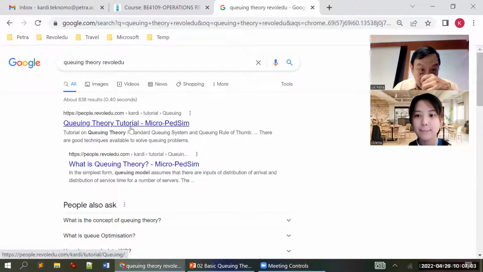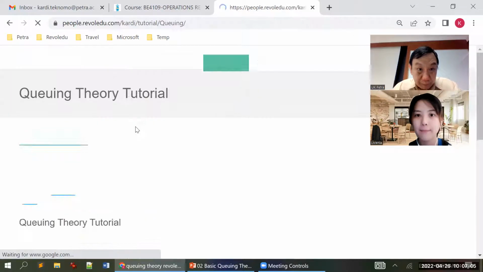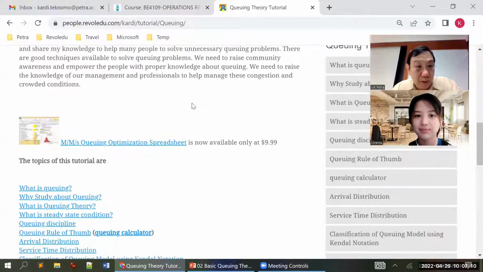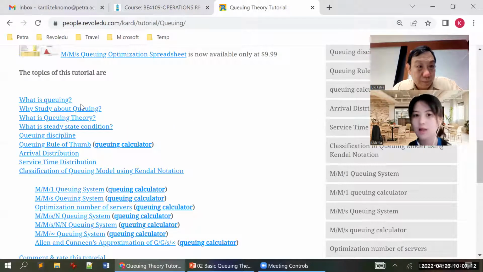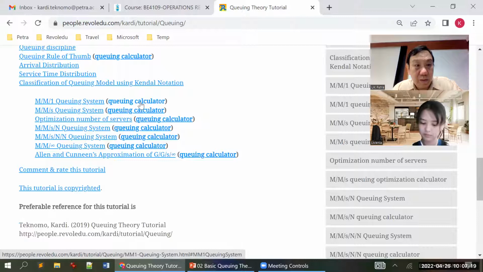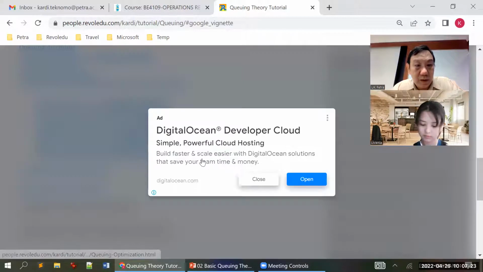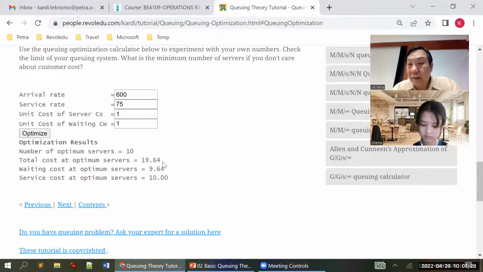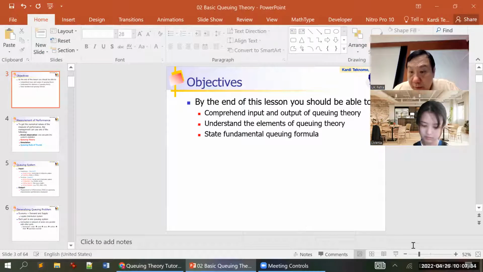Anyway, in this website you can see I have a calculator for each of the things that we discuss here. So you can also use, say for example, this one, to optimize, and you can calculate directly here. Okay, let's start with our lesson.